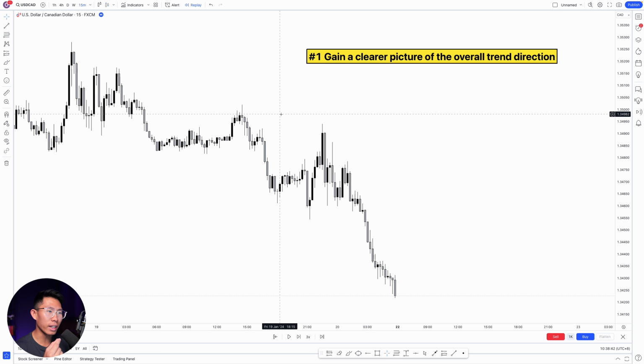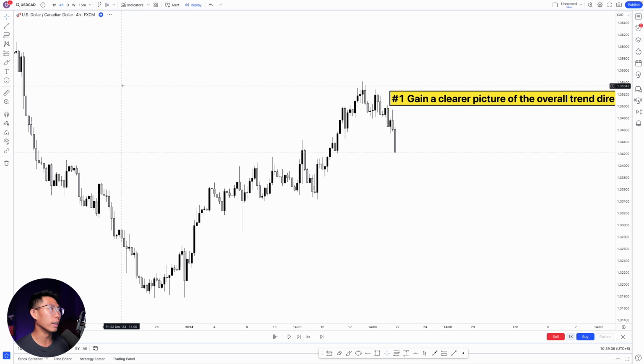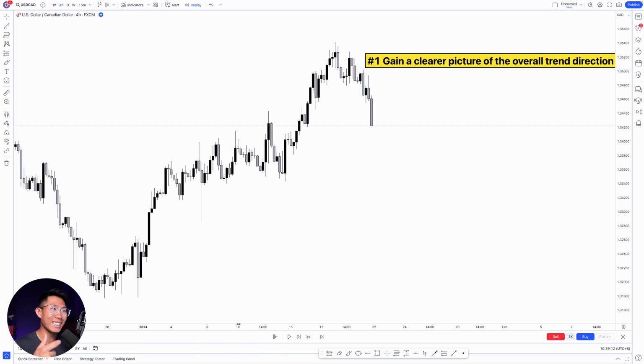And if you still don't understand the importance of top-down analysis, let me give you 3 more reasons. The first reason is that you want to gain a clearer picture of the overall trend direction. So in this case, we are on the 15-minute time frame, and you can see price is in a downtrend, right? So you should be looking for sells, right? Wrong, because if you go up to the higher time frame, the 4-hour time frame, or even the daily time frame, you will see that price is actually in an uptrend, right? The overall trend is an uptrend.